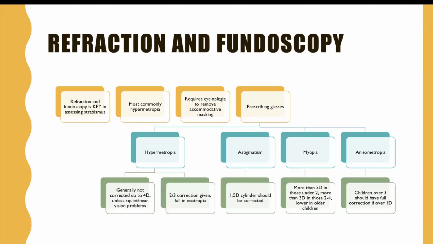And then with anisometropia, essentially, if you're over 3 years old, you really should be having a full correction of anisometropia if it's over 1 diopter of difference between the two. So if you've got a 1.5 diopter difference between the two eyes, then you really should be correcting for that in children above 3.